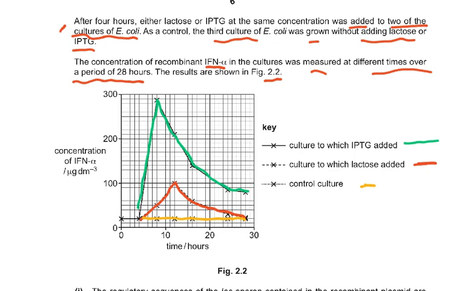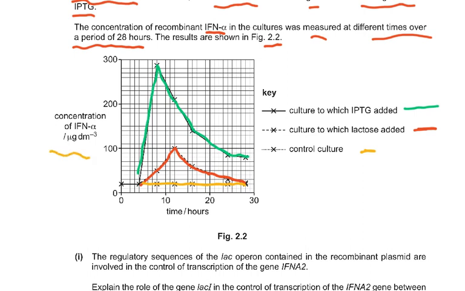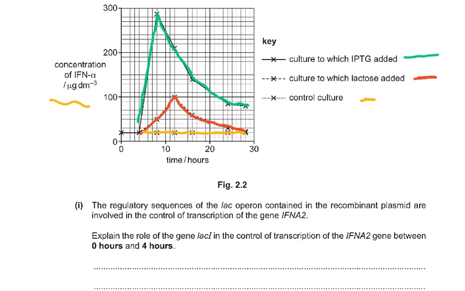So the concentration of IFNA in the cultures was measured at different times. These results are shown in figure 2.2. So now you look at that, and this is the concentration of IFNA in micrograms per dm cube. Now let's try to understand the question. The regulatory sequences of the lac operon contained in the recombinant plasmid are involved in the control of transcription of the gene IFNA2. Explain the role of the gene LAC-I in the control of transcription of the IFNA2 gene between 0 and 4 hours. So 0 and 4 hours would be somewhere up to here.